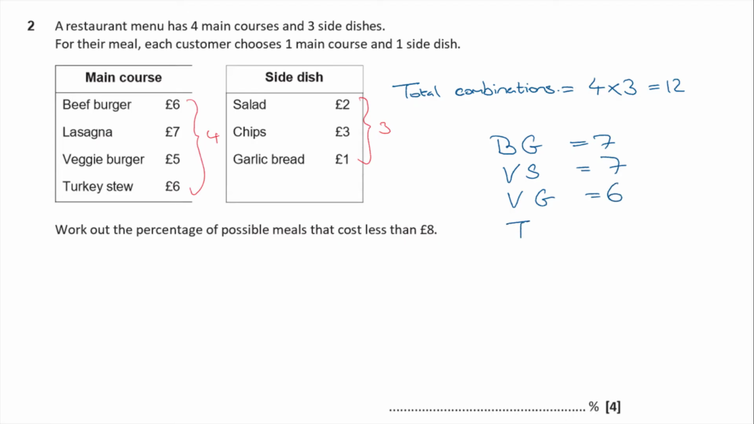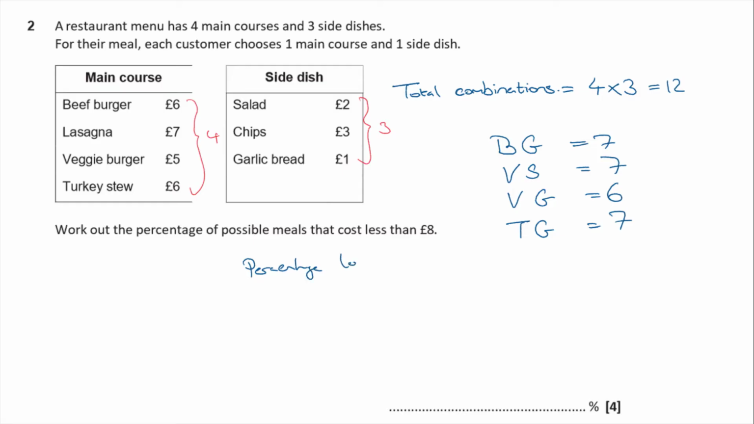Turkey stew, which is £6. Can't have the salad, that'd be 8. Can't have the chips, that'd be 9. But I could have the garlic bread, that would be 7 then, wouldn't it? So I've got 1, 2, 3, 4 choices which are less than £8.